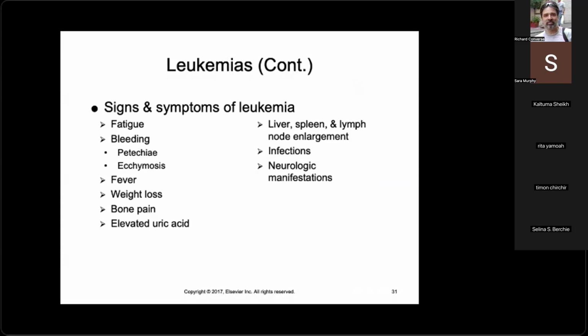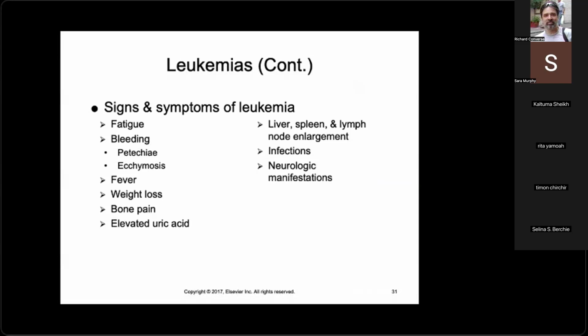Petechiae, remember, are ruptured capillaries. You can see them in the whites of the eyes and under the skin, okay, and under the nails. Fever, weight loss, bone pain, high uric acid levels, liver, spleen, and lymph node enlargement, infections, neurologic manifestations. The clinical terms for enlarged liver, that's hepatomegaly, okay, and splenomegaly for the spleen, okay.